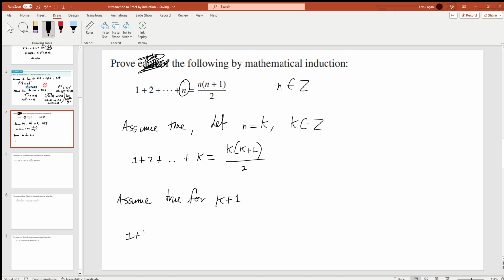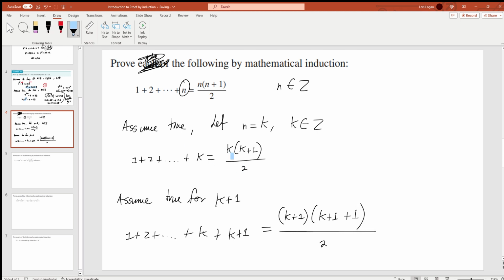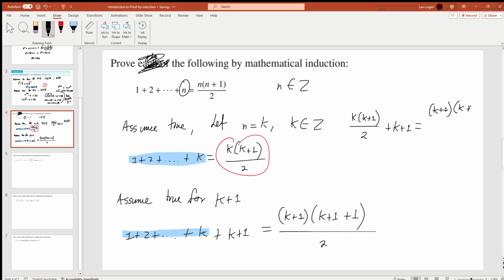So now we rewrite that as 1 plus 2 plus dot dot dot plus k plus (k plus 1) equals, and then you're going to have (k plus 1) times, well, (k plus 1 plus 1) all on 2. So I've just substituted wherever there was a k, I put that k plus 1 there. And I put the k plus 1 here because this is a summation, so you have to include the next term. Okay. So hopefully you can identify that this is the same as that. So what I can do is substitute this into there. So we're going to have k times (k plus 1) on 2 plus (k plus 1) equals (k plus 1) multiplied by (k plus 2) all on 2.